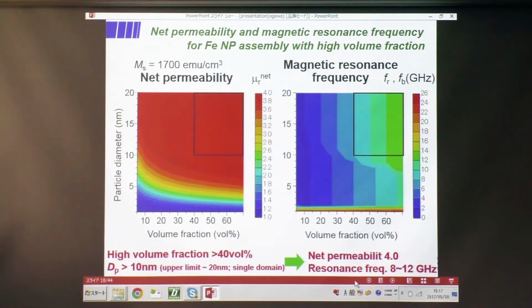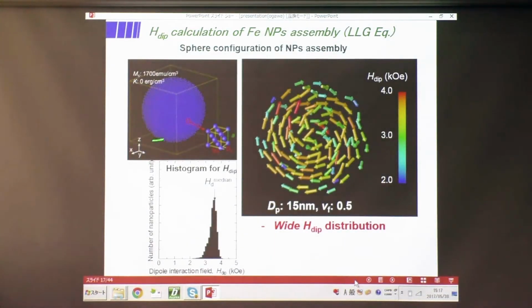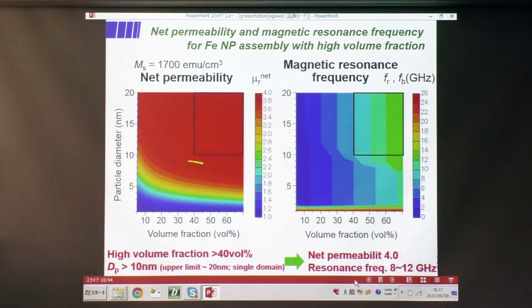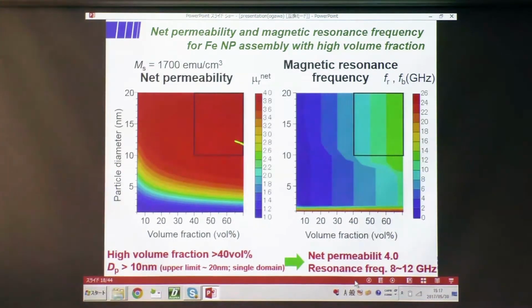And we changed the material parameters with size and volume fraction in this case. We estimate the net permeability, mu net, and the magnetic resonance frequency, FR, as a function of volume fraction and particle size. At high volume fraction, over 40 volume percent, and for the 15 nanometer case, we can get a net permeability of 4.0. And FR also reaches a high resonance frequency around 10 gigahertz.